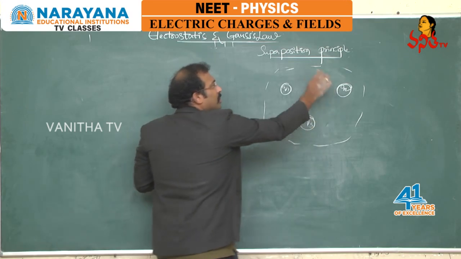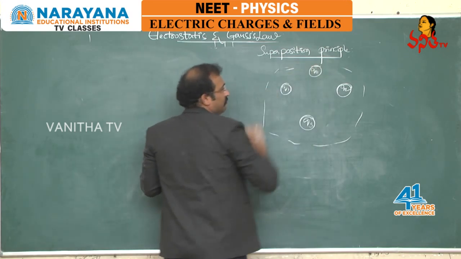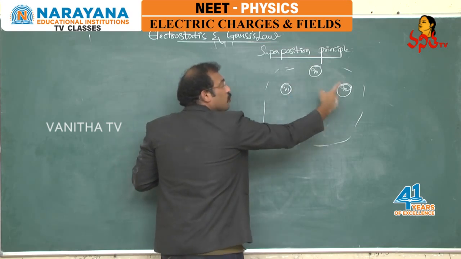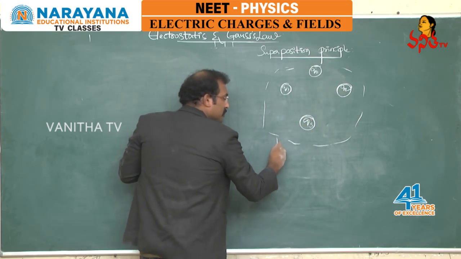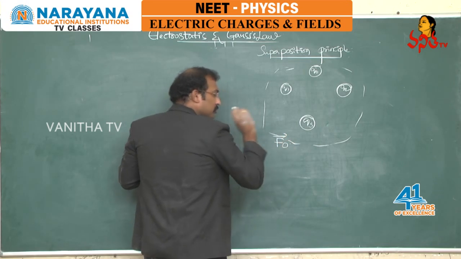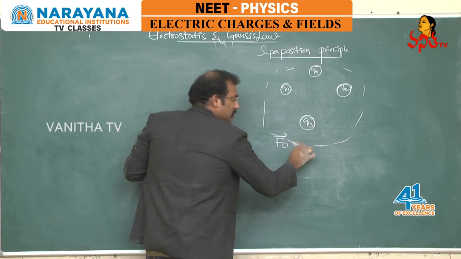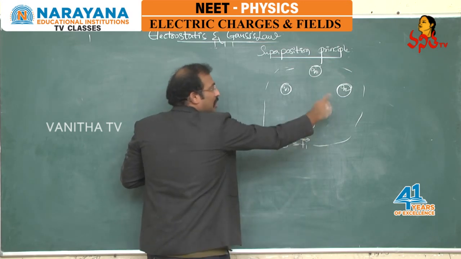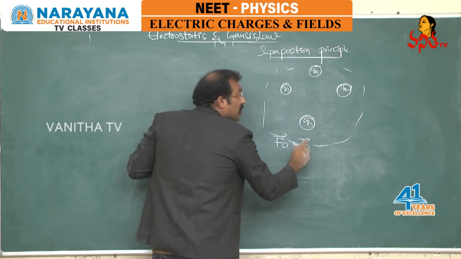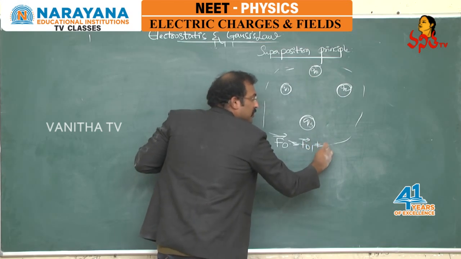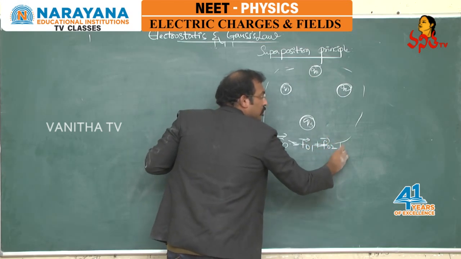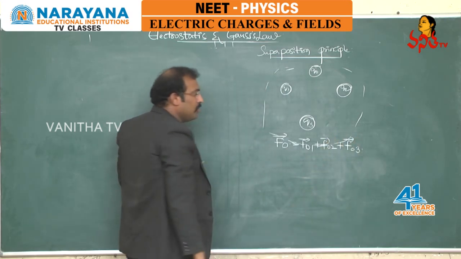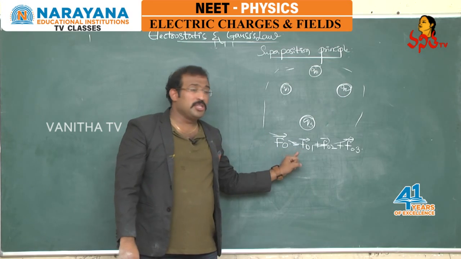For example, now I place a charge Q0 here. The force on Q0 due to the charges Q1, Q2, Q3 is the vector sum of the individual forces due to the other charges. Force on Q0 due to 1 plus force on Q0 due to 2 plus force on Q0 due to 3. So this is the superposition principle.